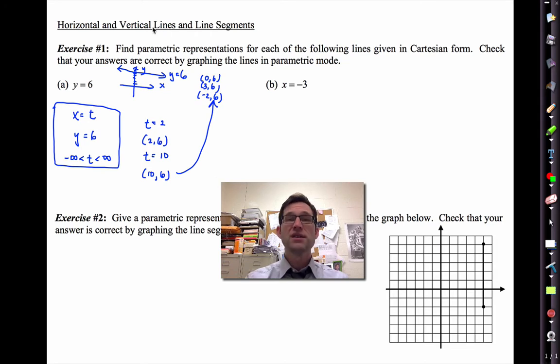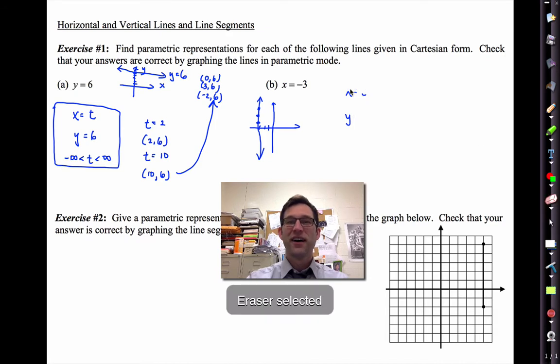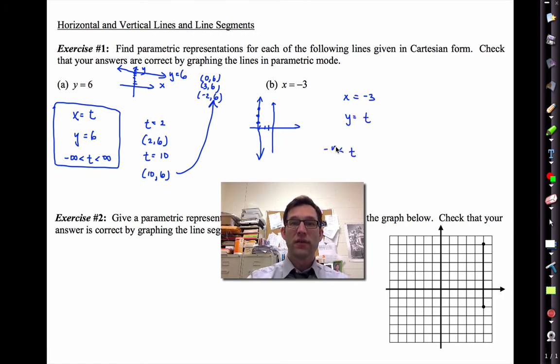Okay, pretty easy as well. This vertical line, what we've got going on here is we've got 1, 2, 3. So we want some parametric setup that gives us all those points. And it's going to be very easy. We're going to let x equals negative 3. We're going to let y equal t. And we're going to let t go from negative infinity to positive infinity.